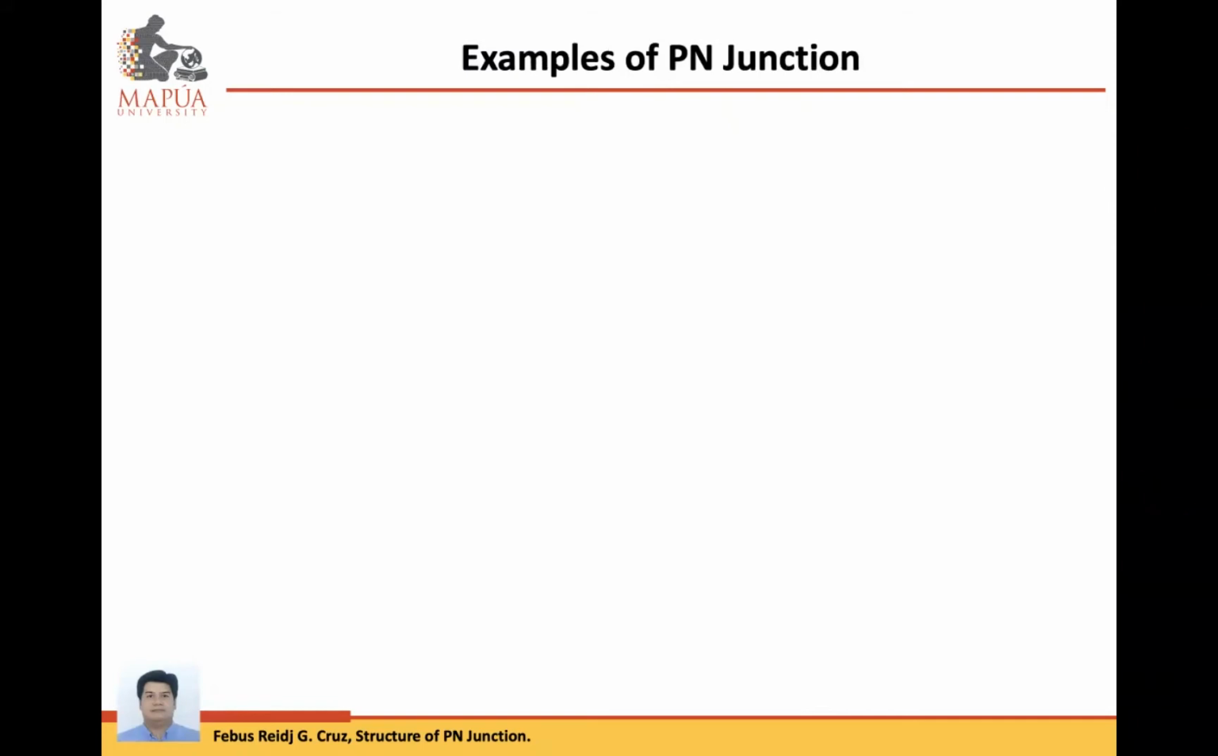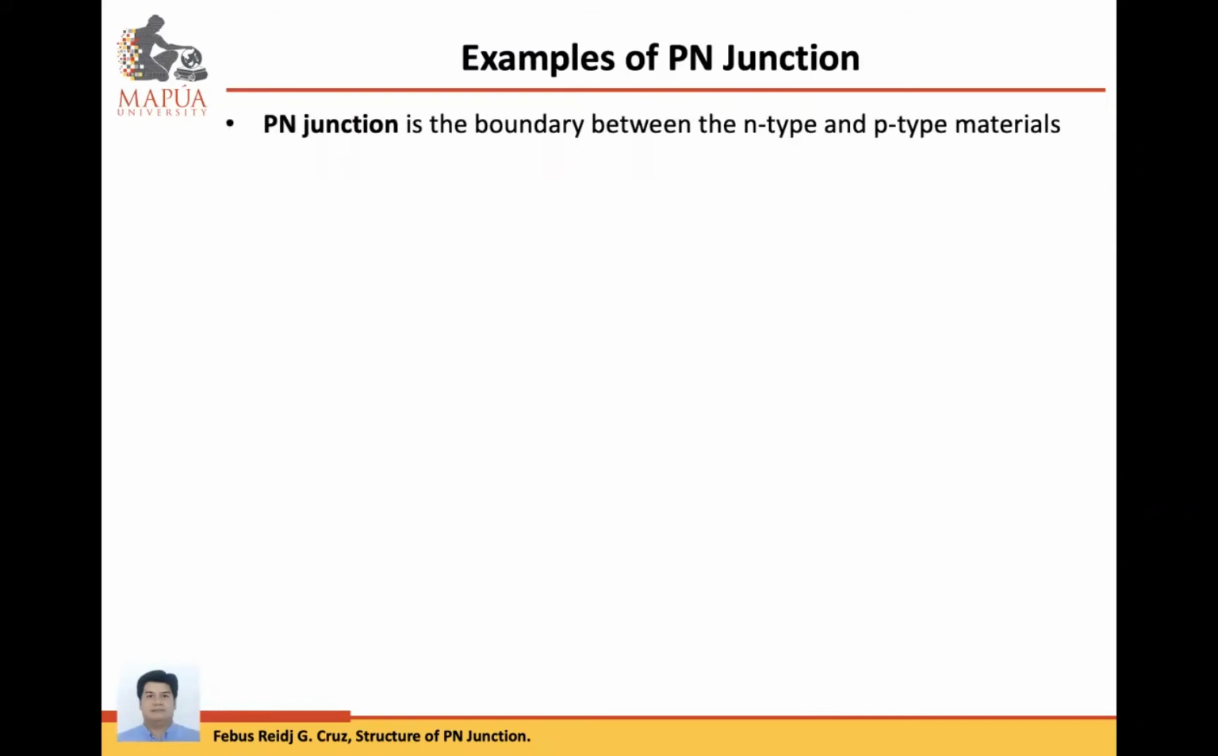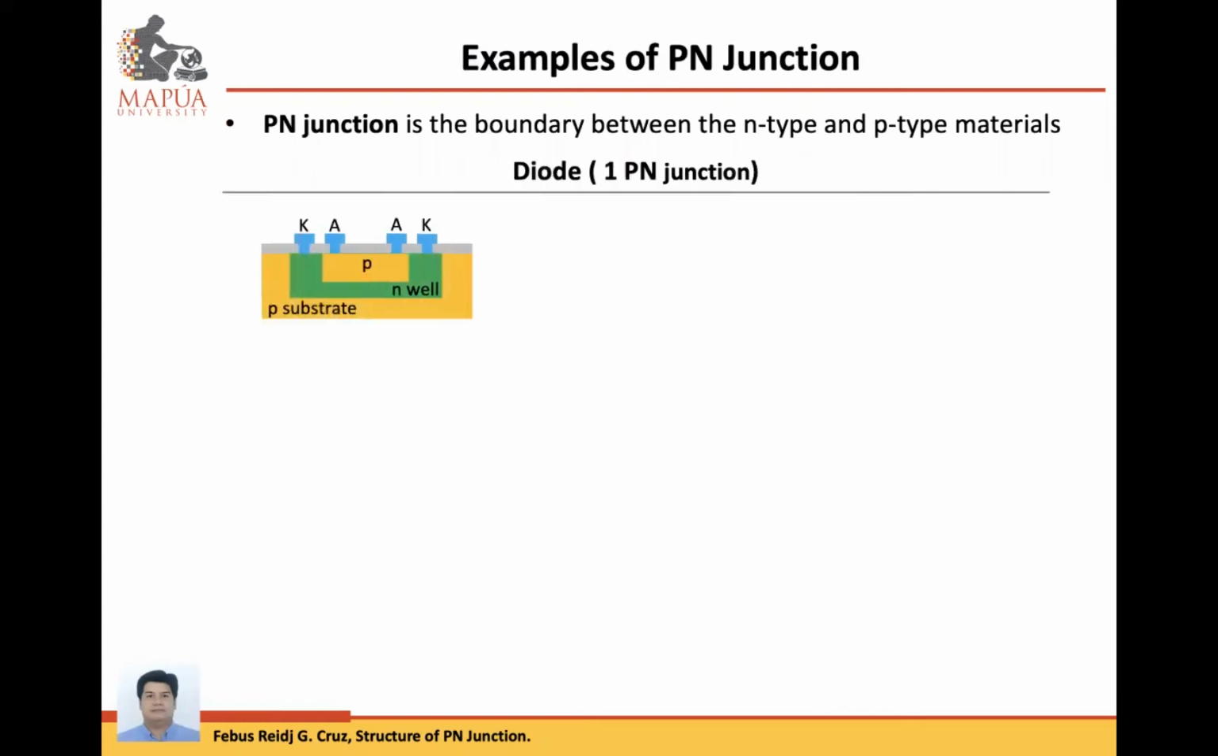And we have here examples of PN junction. So again, a PN junction is the boundary between the N-type and P-type materials. And one example is a diode, a device having one PN junction. This is the cross-section of a diode.